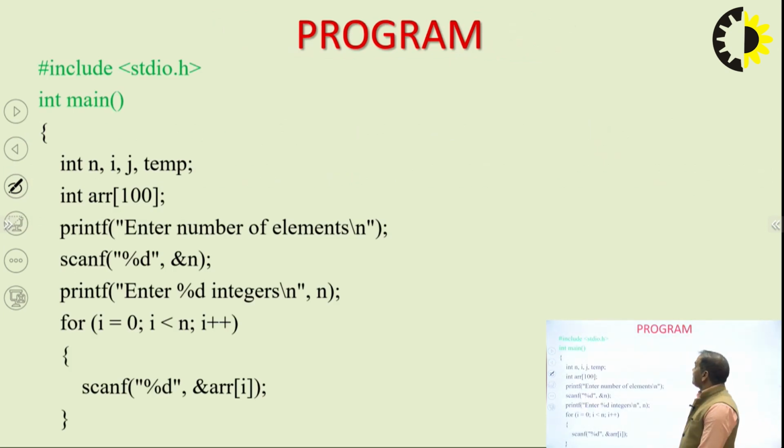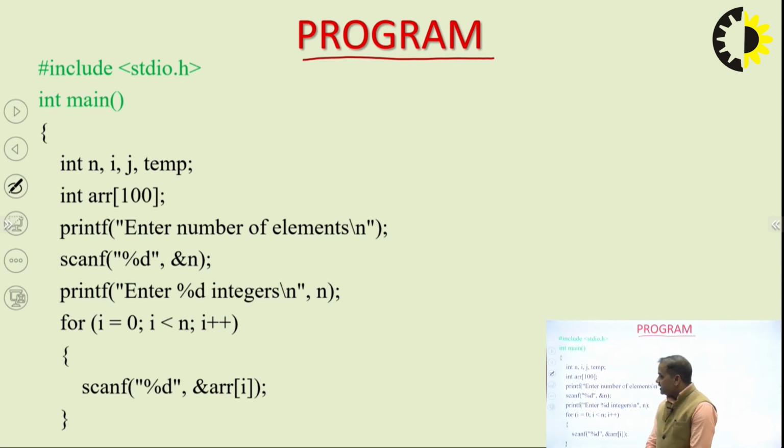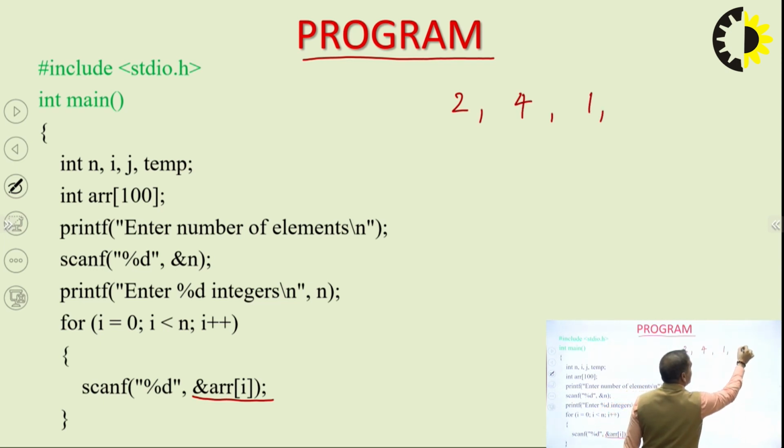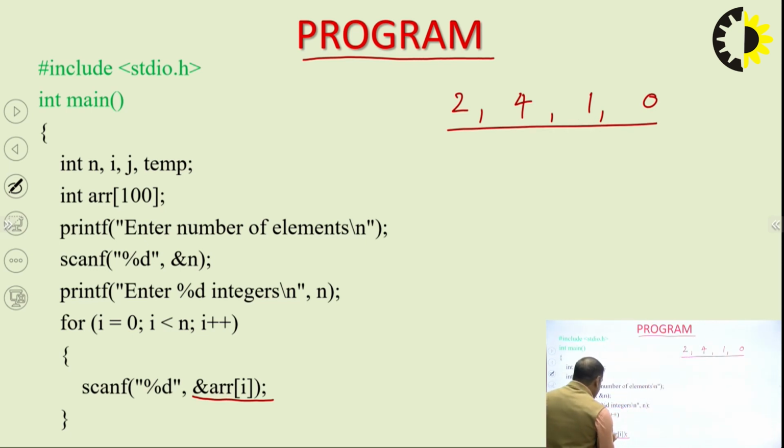Now the main program of the insertion sort. Here this is the first part in which we only insert the values of the array. The values of the array means if we want to insert 2, 4, 1 and 0, this is the inserted value which is stored inside the array. And now we want to sort this inserted array in ascending or descending order.